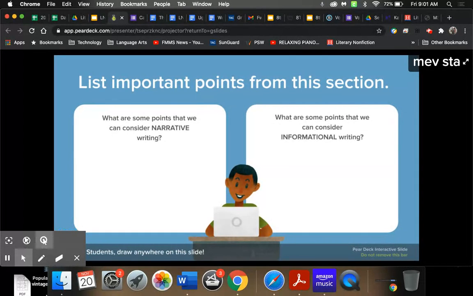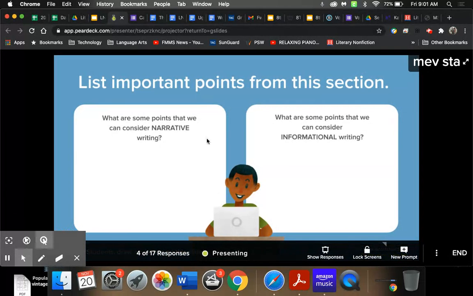So I'm going to give you a second. It gives you the option to draw or use a text box. Use a text box, that's easier. What are some things that you jotted that seemed more story-like? That's this side. Characters, conflicts, setting. What are some things that seemed more informational? Facts, figures, things like that.